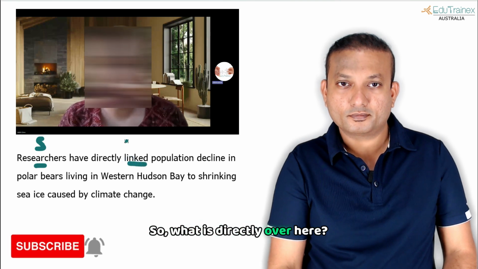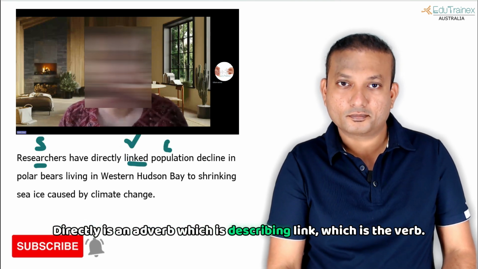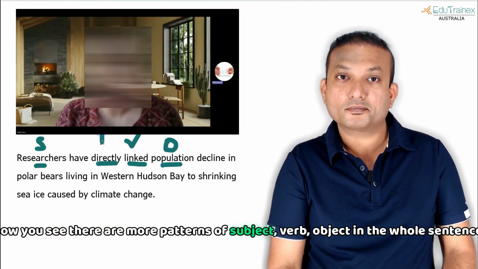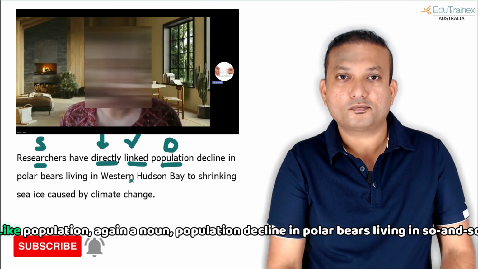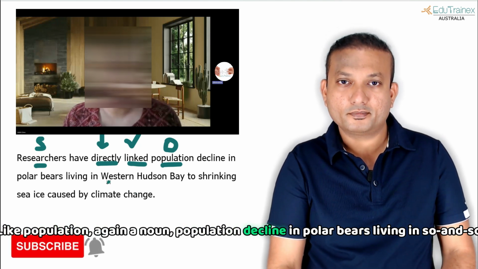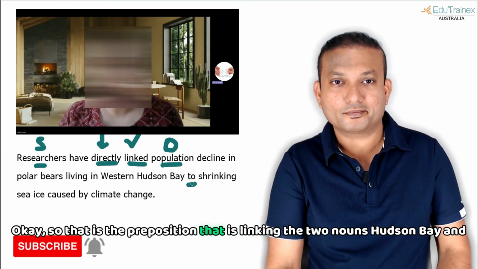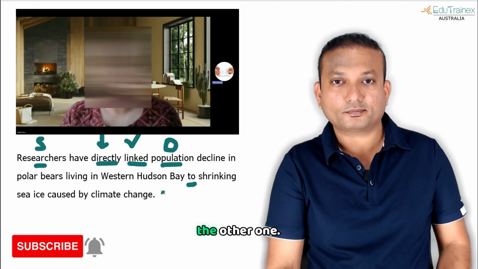So, what is directly over here? Directly is an adverb which is describing linked, which is the verb. Okay, very good. Now you see there are more patterns of subject, verb, object in the whole sentence. Like population, again a noun, population decline in polar bears living in so-and-so Hudson Bay. What is to here? To is a preposition. Okay, so that is the preposition that is linking the two nouns, Hudson Bay and the other one.